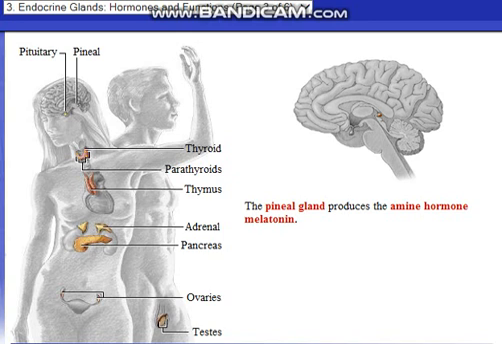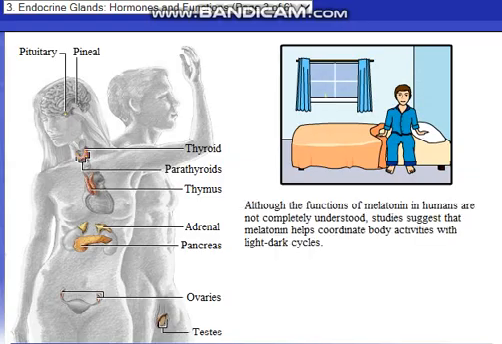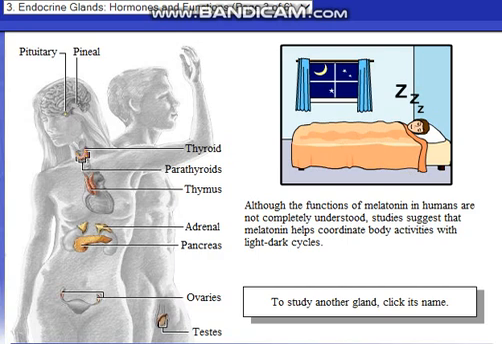The pineal gland produces the amine hormone melatonin. Click on the enlarged pineal gland to review the functions of melatonin. Although the functions of melatonin in humans are not completely understood, studies suggest that melatonin helps coordinate body activities with light-dark cycles. To study another gland, click its name.